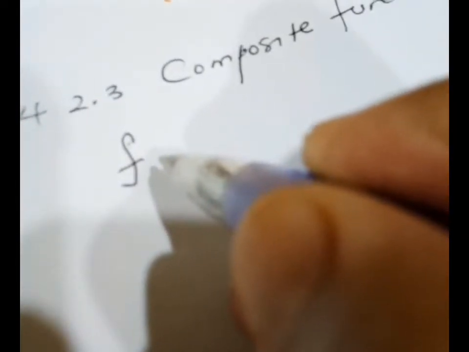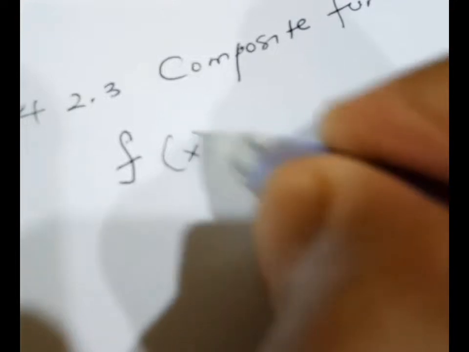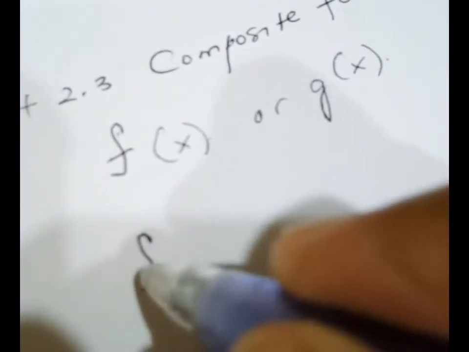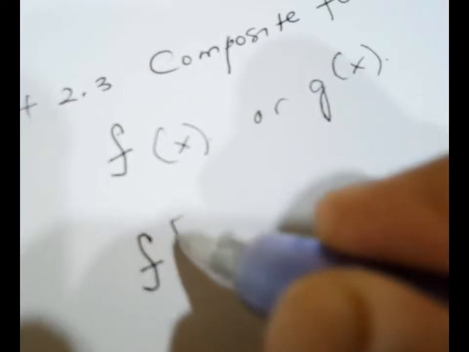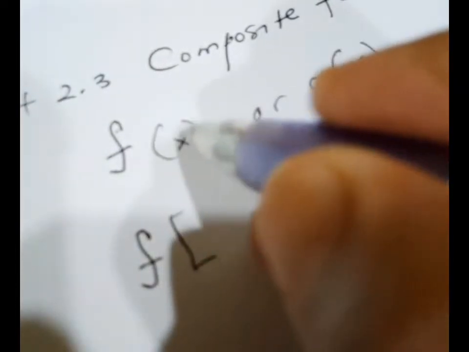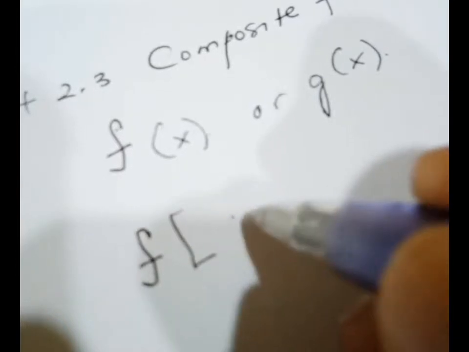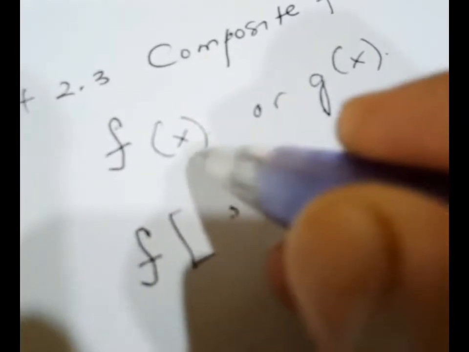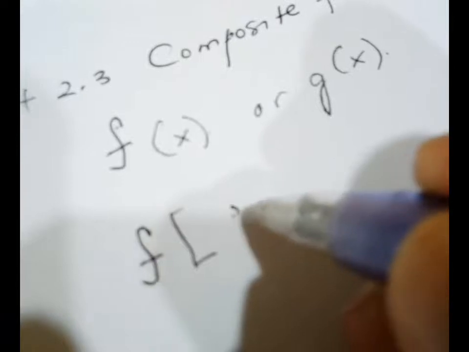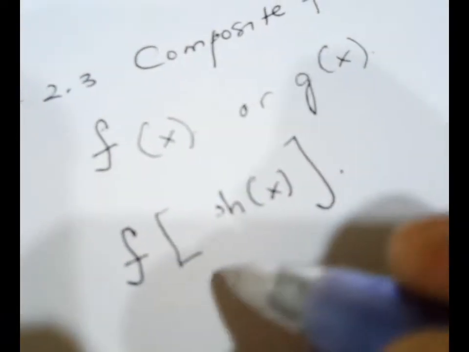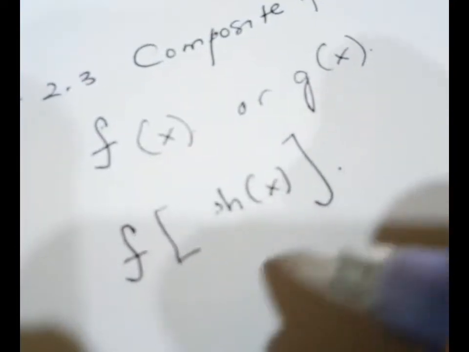f is a function of variable x, or g is a function of variable x. But now we have f is a function of x, where the variable x is now another function. For example, x is now another function given by h(x). So this is what we call composite function.